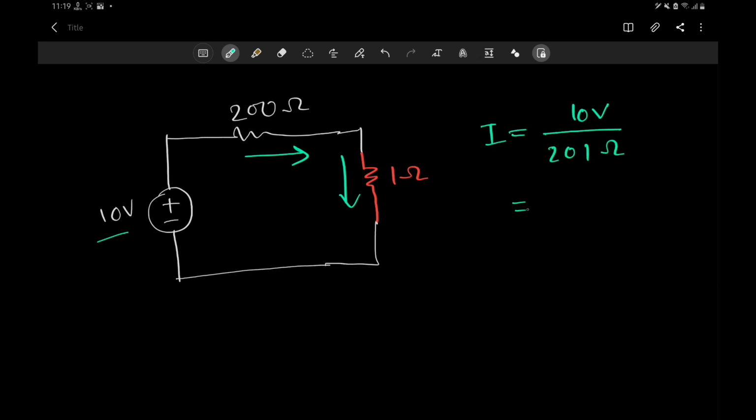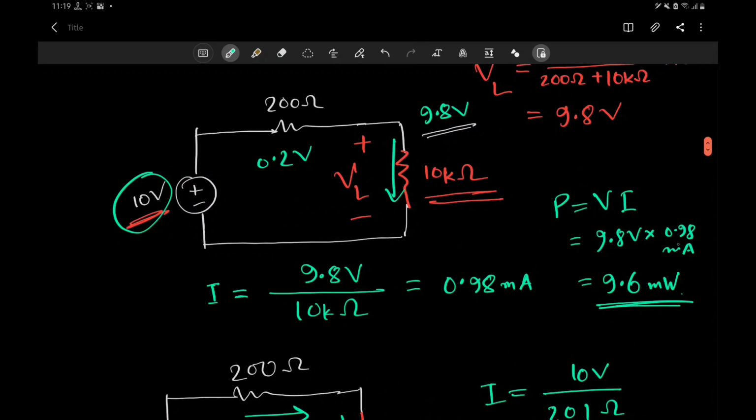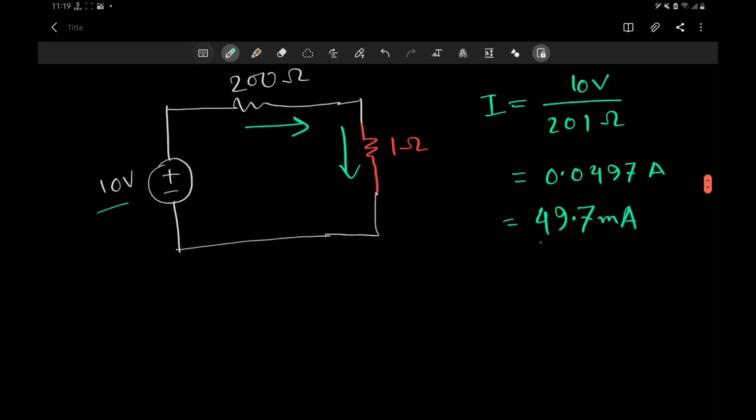If you do the calculation, you would get 0.0497 ampere, or I think it would be better to write it in milliamperes. So we will have 49.7 milliamperes. Definitely the current is higher than before. This was less than 1 milliampere before, and now it's around 50 milliamperes. So it's like 50 times higher than before.